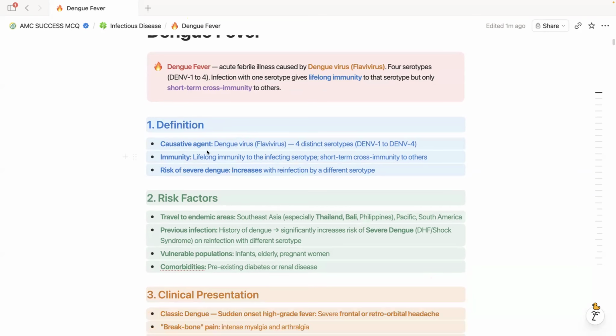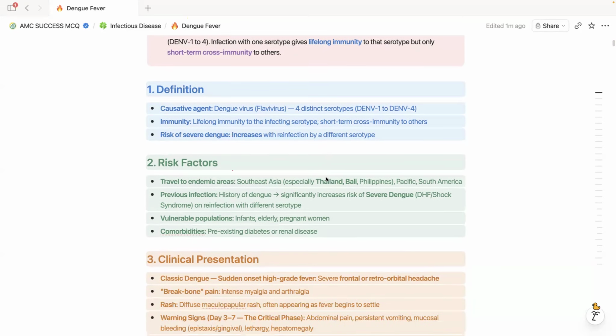Definition: the causative organism is dengue virus, with lifelong immunity to the infecting serotype and short-term cross immunity to the others. The risk of severe dengue is increased with reinfection by a different serotype. Once you're immunized by one serotype, you can get infected again by another.